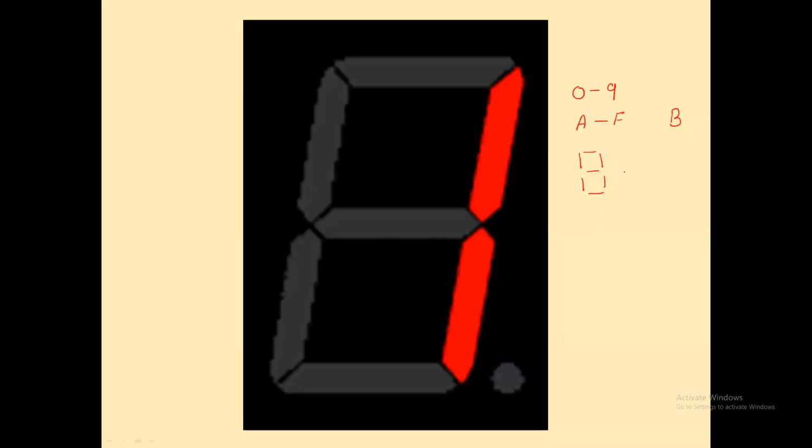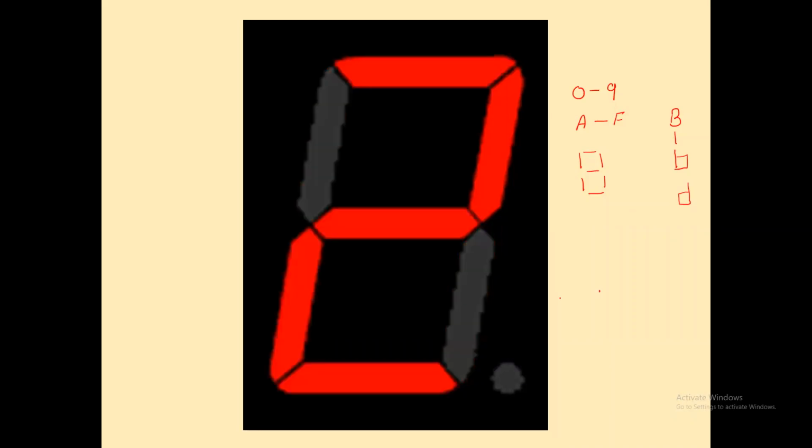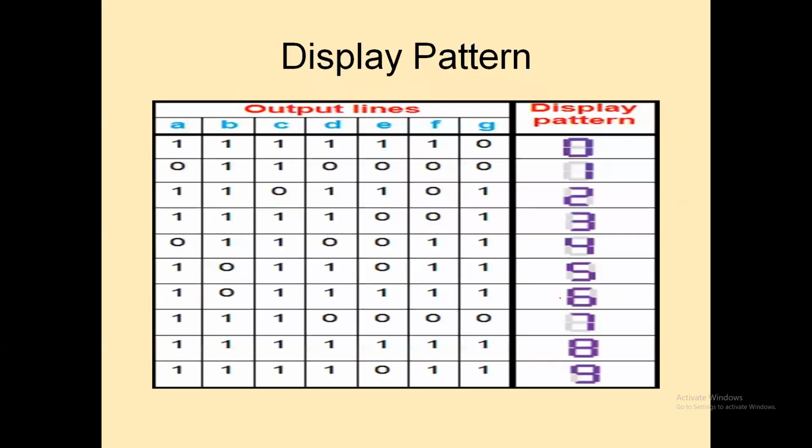So it is a confusion. So B can be displayed with a small letter in this way. D can be displayed with a small letter in this way. And the rest of the letters will be displayed with capital letters. You can see once again: A, B, C, D, E, and F. Get my point?